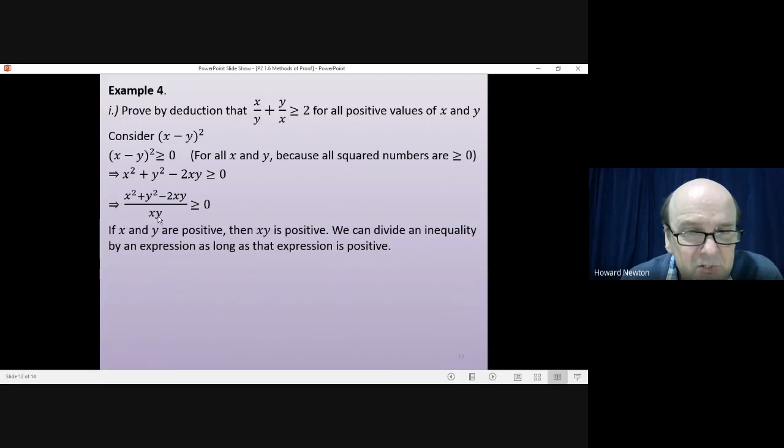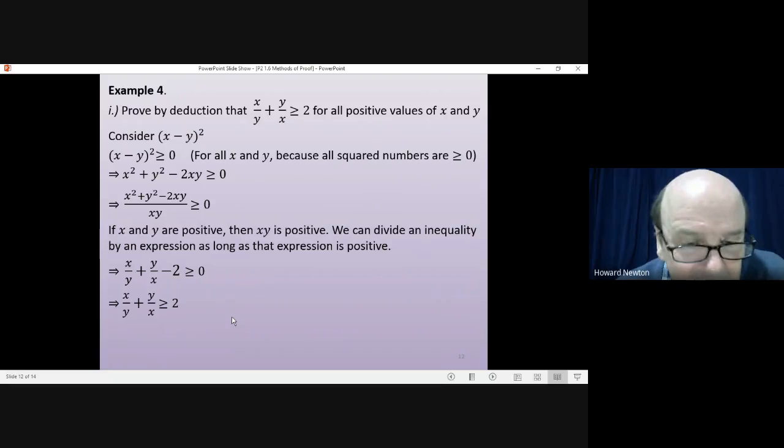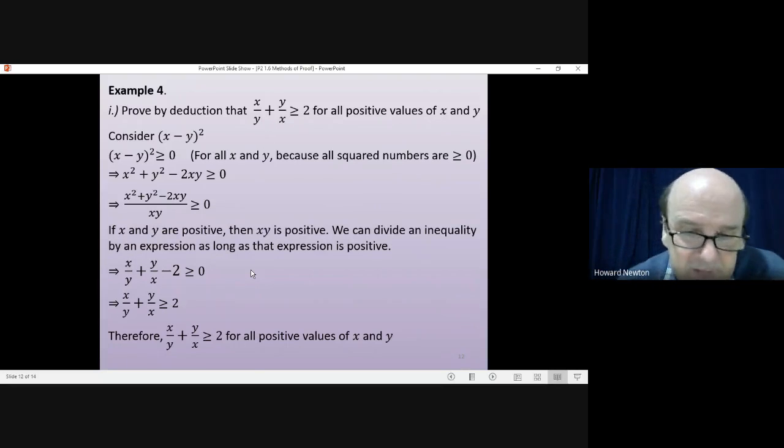And then we're going to divide each term individually by the xy. So x squared over xy simplifies to x over y, y squared over xy simplifies to y over x, and minus 2xy over xy simplifies to minus 2. So we split it up into the 3 separate fractions. And lastly, all we have to do is add 2 to both sides of the inequality, and that'll give us x over y plus y over x has to be greater than or equal to 2, which is what we were asked to prove. So we just need to write down that we have done that. Therefore, x over y plus y over x is greater than or equal to 2 for all positive values of x and y.